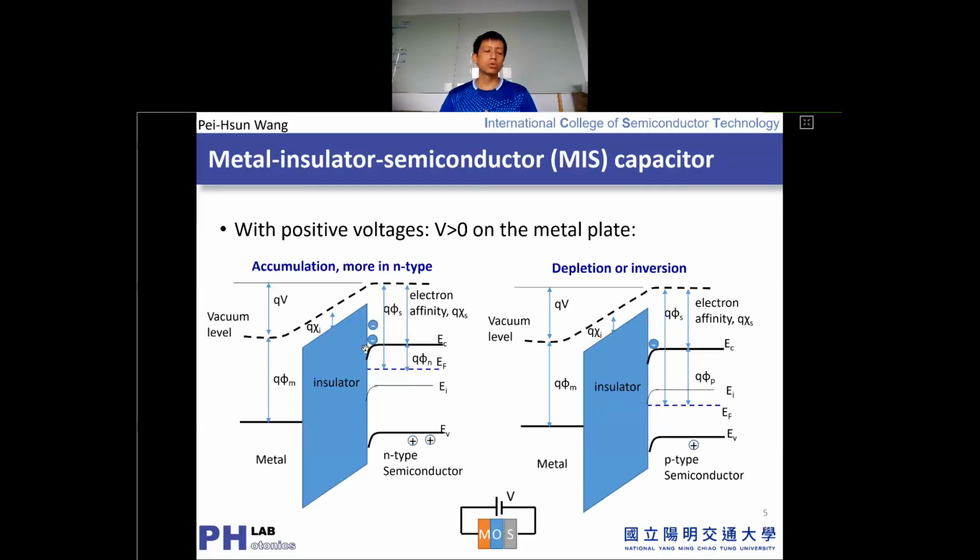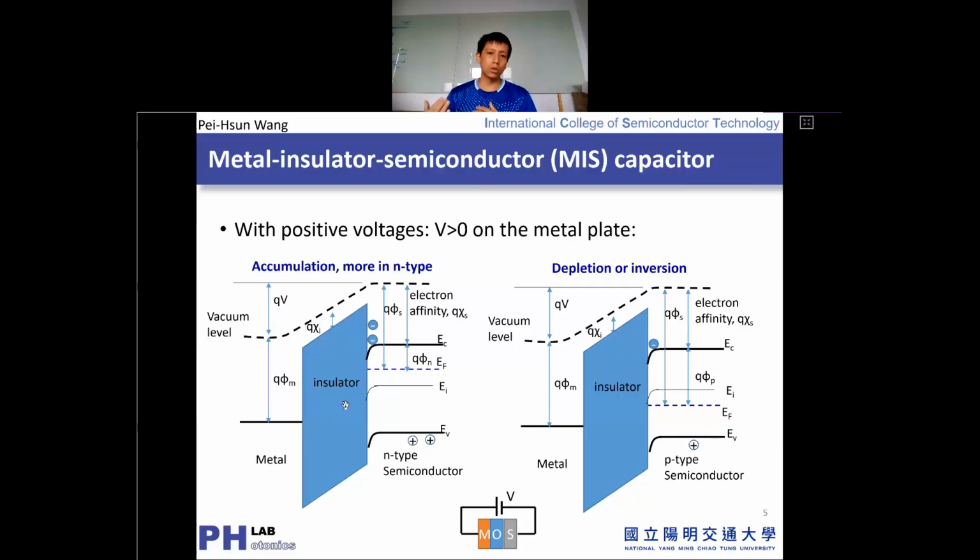Okay, and how about the other way? We try to apply additional voltage on the metal plate. As we mentioned, we define the structure so that the voltage applied to the metal is higher than that applied to the semiconductor across the insulator. By this scheme, when we apply a positive voltage, we get an additional electric field from the metal to the semiconductor. No matter whether it is an N-type or P-type semiconductor, we always have the same action from the metal to the semiconductor. So you can see the band bending.